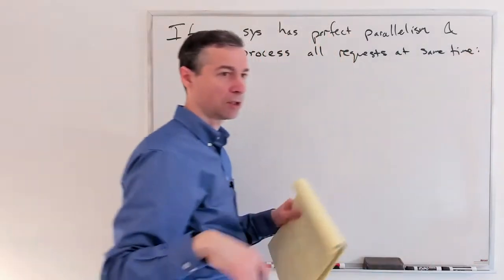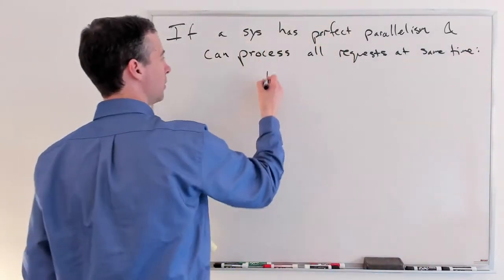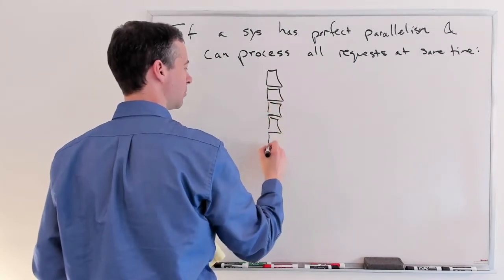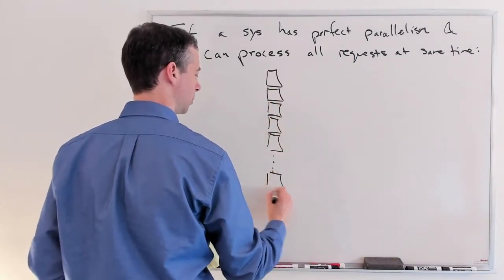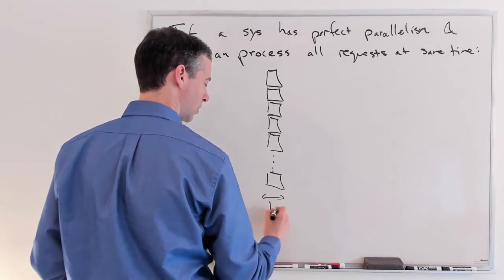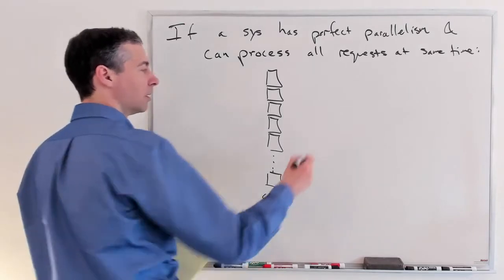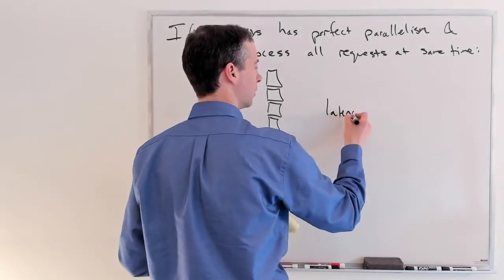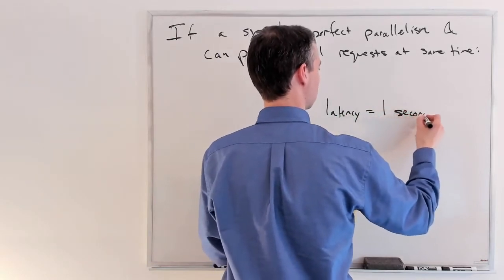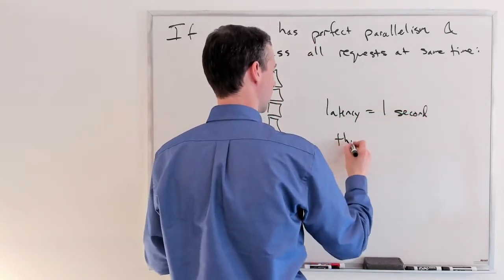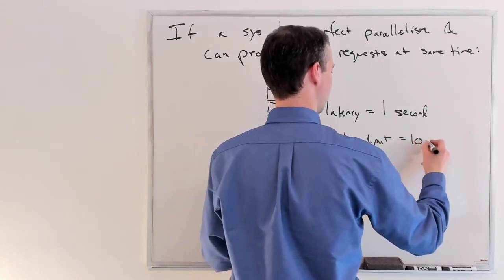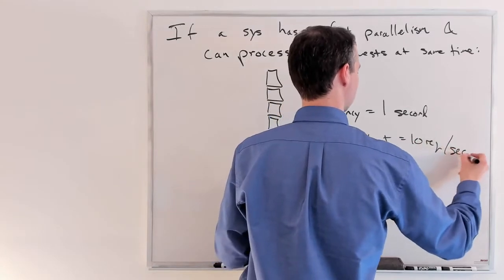And we do the same scenario where we get 10 requests in. So now we get a request and a request and a request. They all come in at the same time, and they all get processed in the same 1 second. That's great. So now our latency is equal to 1 second. And our throughput has gone up through the roof, so to speak, and is 10 requests per second.